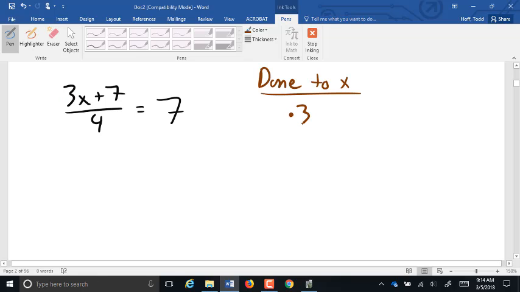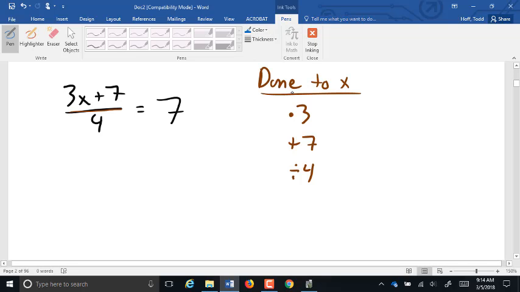Then what? The 7 was added to it. Now, this is a fraction bar, which tells us we had to do all that stuff on top first. And we've already done that. So then the next step is to divide by 4.